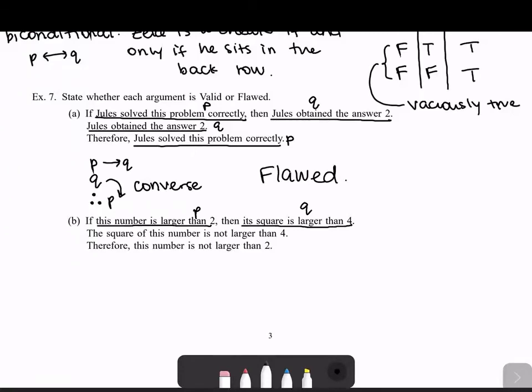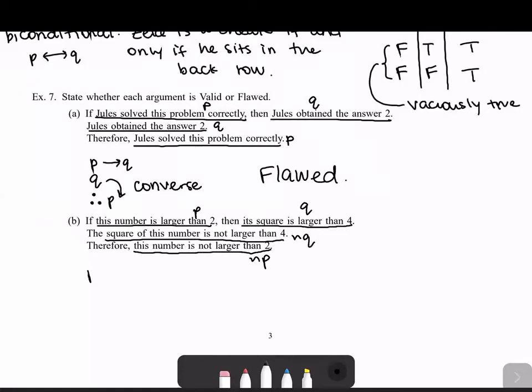Okay, so now the next line is the square is not larger than 4. So we know that this is really similar to Q, but it has a not in there. So it's going to be not Q. And the last line is this number is not larger than 2. So it's really similar to P, but there's a not in there. So it's not P.